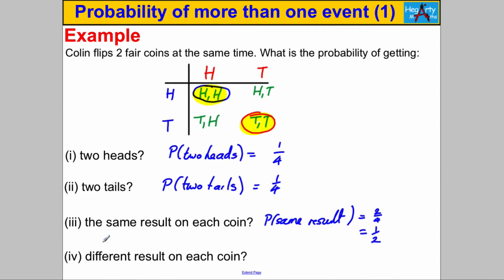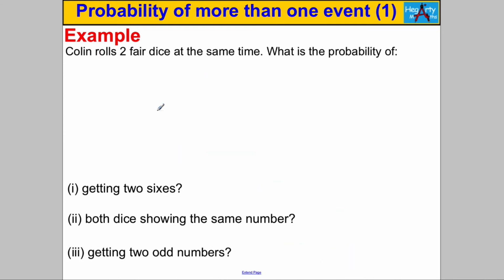And the last one, a different result on each coin. Well, here the 2 coins are different, here the 2 coins are different, so clearly it's going to be 2 out of 4 again, which is a half. So the probability that they're different again will be a half. And the sample space diagram was the easiest way to see these type of things. Right, next question. Pause the video, have a go at this one.